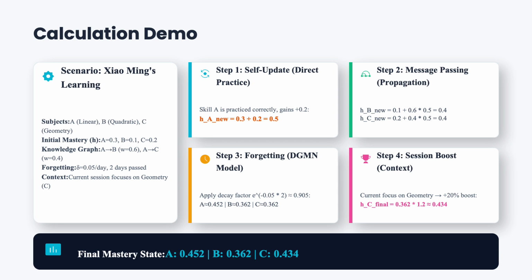Let's walk through a concrete example. Xiaoming practices skill A and improves. The model then propagates this improvement to connected skills B and C. Next, it applies a forgetting factor to all skills, simulating the passage of 2 days. Finally, because the current learning session is focused on geometry, it gives skill C an extra boost. The final state reflects not just the direct practice and propagation, but also the effects of forgetting and the current learning context. This multifaceted update is what makes these new models so powerful.